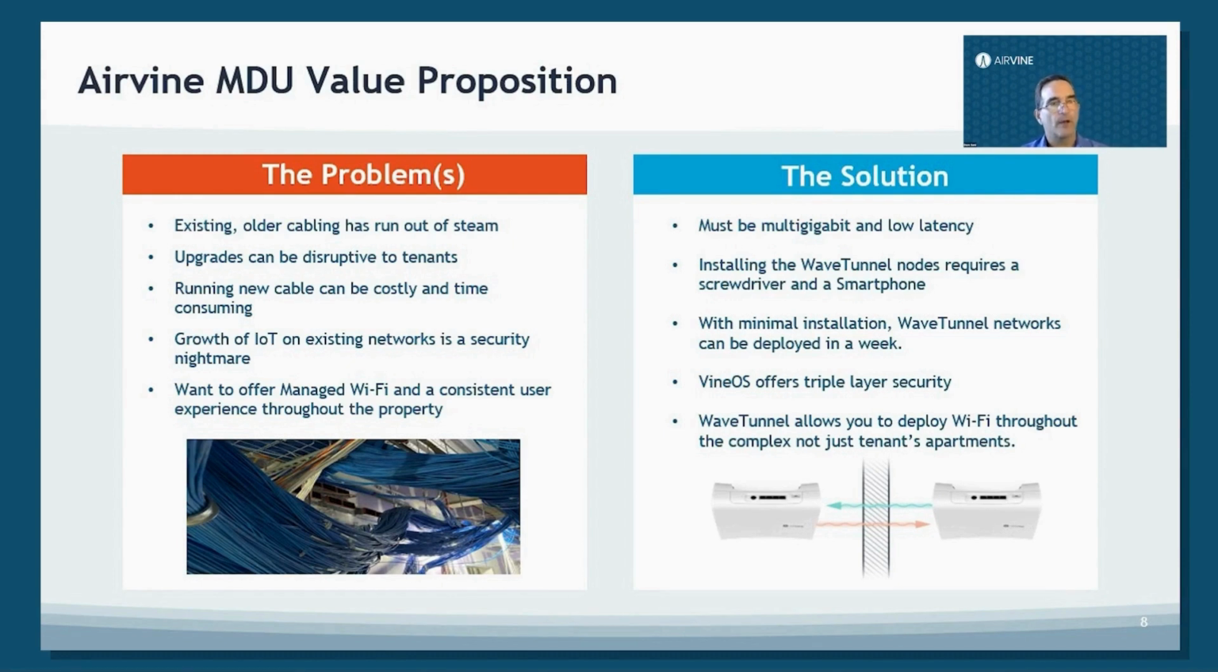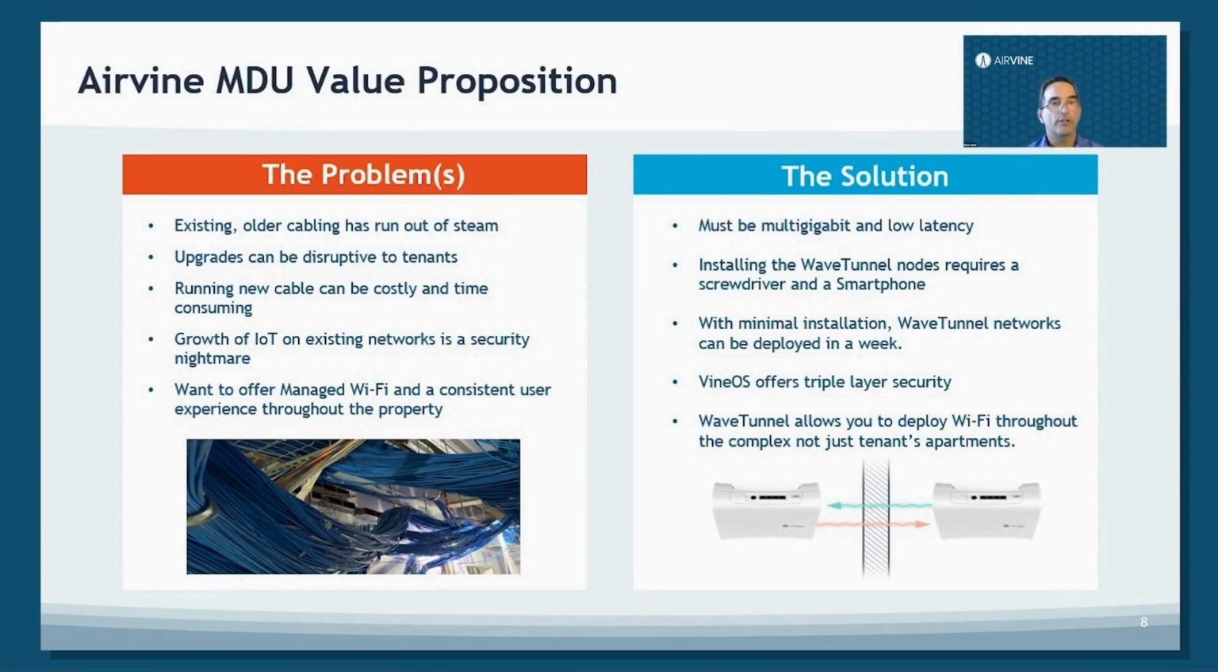Another problem: upgrades are disruptive to tenants. Nobody wants drilling. Nobody wants the smell of the paint. Nobody wants construction guys in your hallways for days or weeks at a time as they're pulling conduit, drilling holes, and laying new cable. The WaveTunnel approach limits the disruption to tenants. You have just a box, you put it on the ceiling with a screwdriver, you use your smartphone to configure it, and the network's up and running.